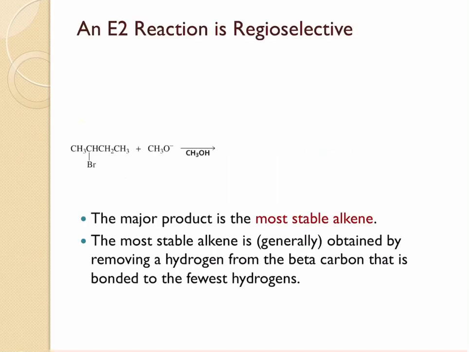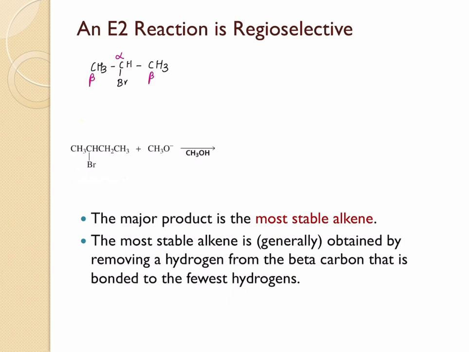An E2 elimination reaction is a regioselective reaction, which means there is preferential formation of one product, one regioisomer. So let's take this alkyl halide. Here in this case, this is our alpha carbon, and these are our beta carbons.